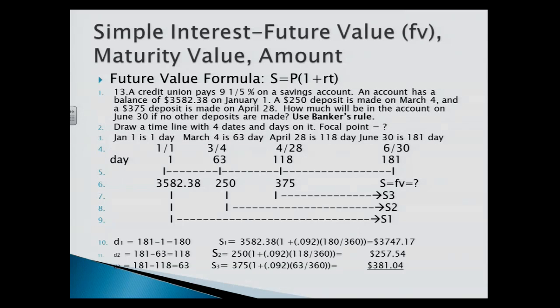So here are the three future values and the calculation for the days. So for example, $3,582.38 on January 1st is valued at $3,747.17 on June 30th. The last step with all these that are valued on June 30th is to add them up. So the value of the account on June 30th is $4,385.75. That was question 13.